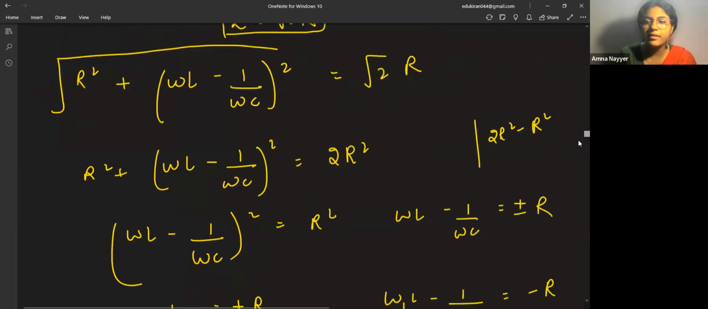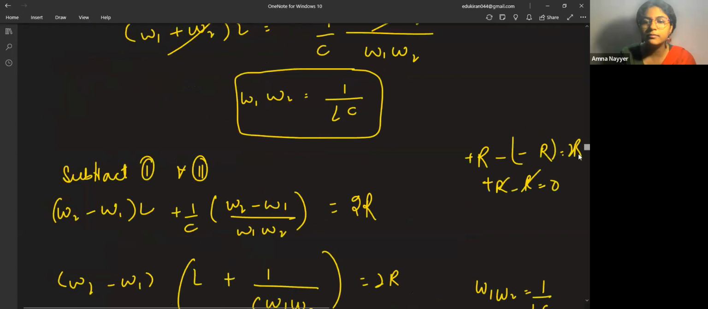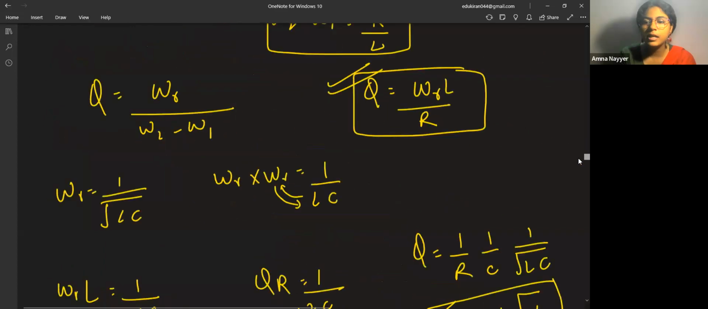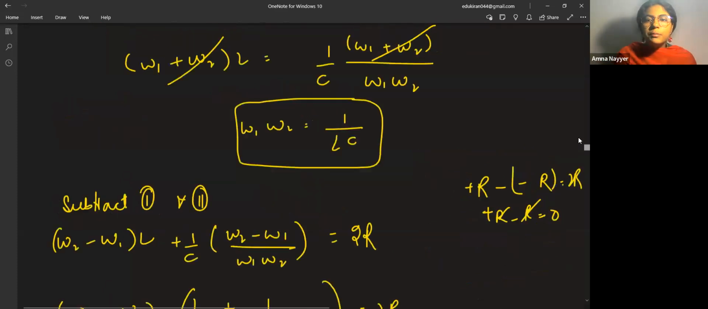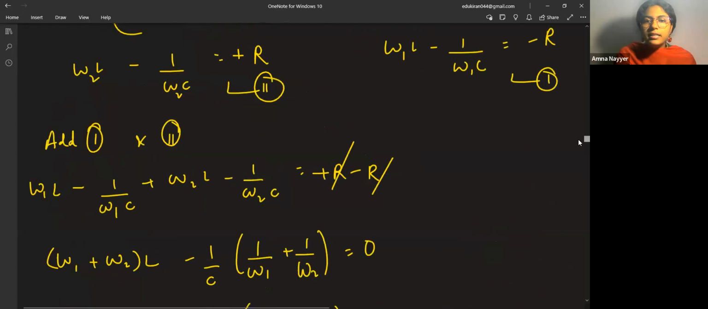Then the derivation for the formula of quality factor, and one more formula, that is Q is equal to 1 by R under root L by C. Let's see. So you people have written till here already. Just start writing from here.